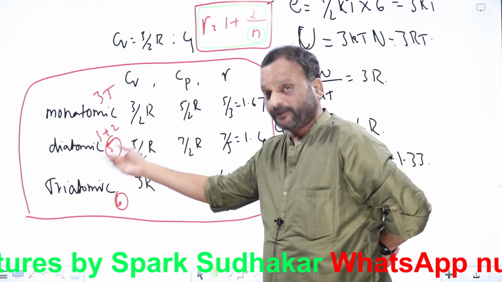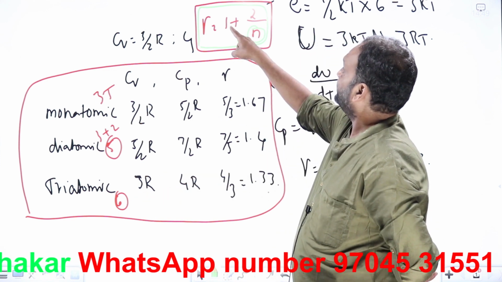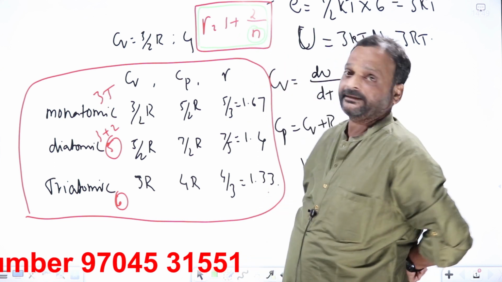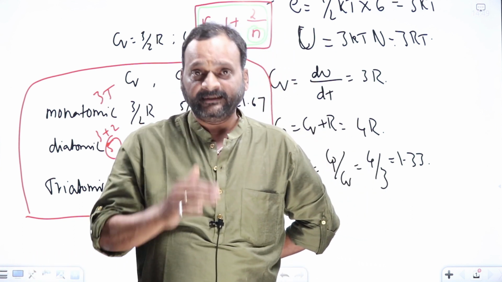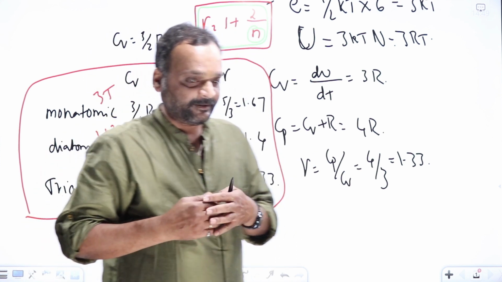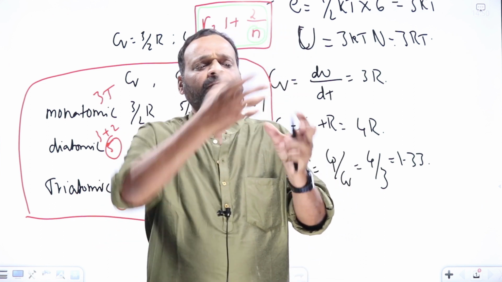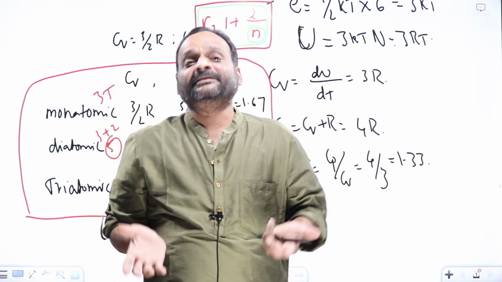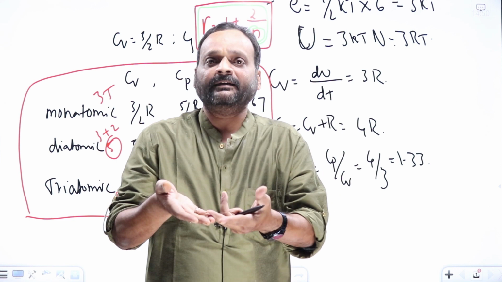For a triatomic non-linear molecule, the number of degrees of freedom is 6. Then 1 plus 2 by 6, that is 1 plus 1 by 3, nothing but 4 by 3, 1.33. So as the number of degrees of freedom keeps on increasing, the gamma value keeps on decreasing. Then we'll see the most popular way of asking questions from this specific case: they will say some 2 moles of monoatomic gas is mixed with 4 moles of diatomic gas. What is the gamma value of the mixture? Such problems are very popular in competitive exams. Those will be discussed in our next video. Thank you.